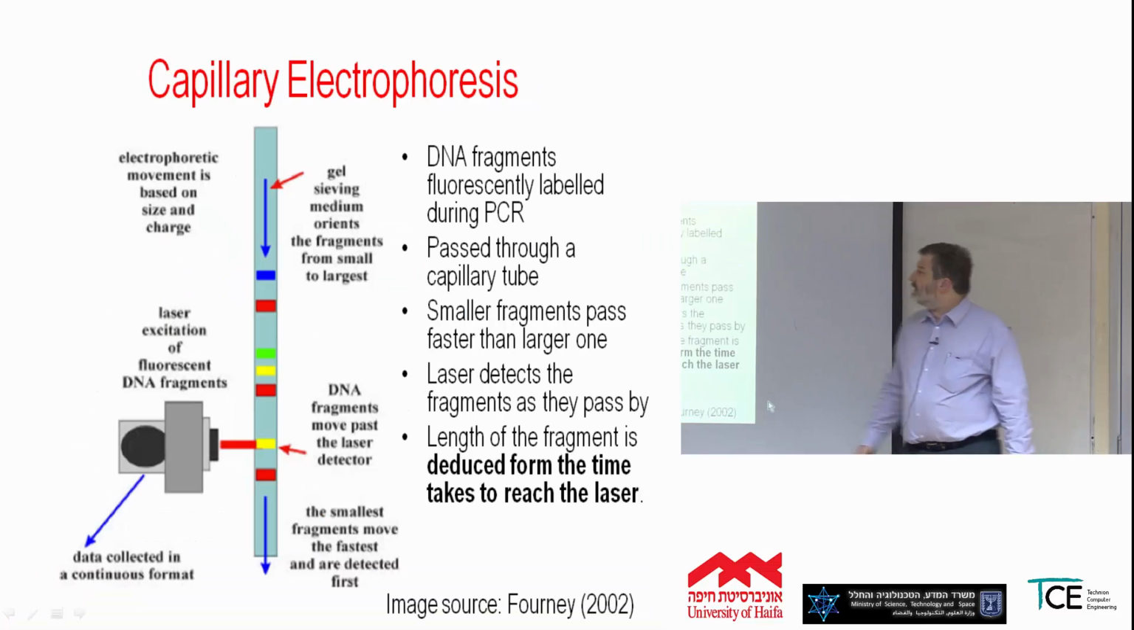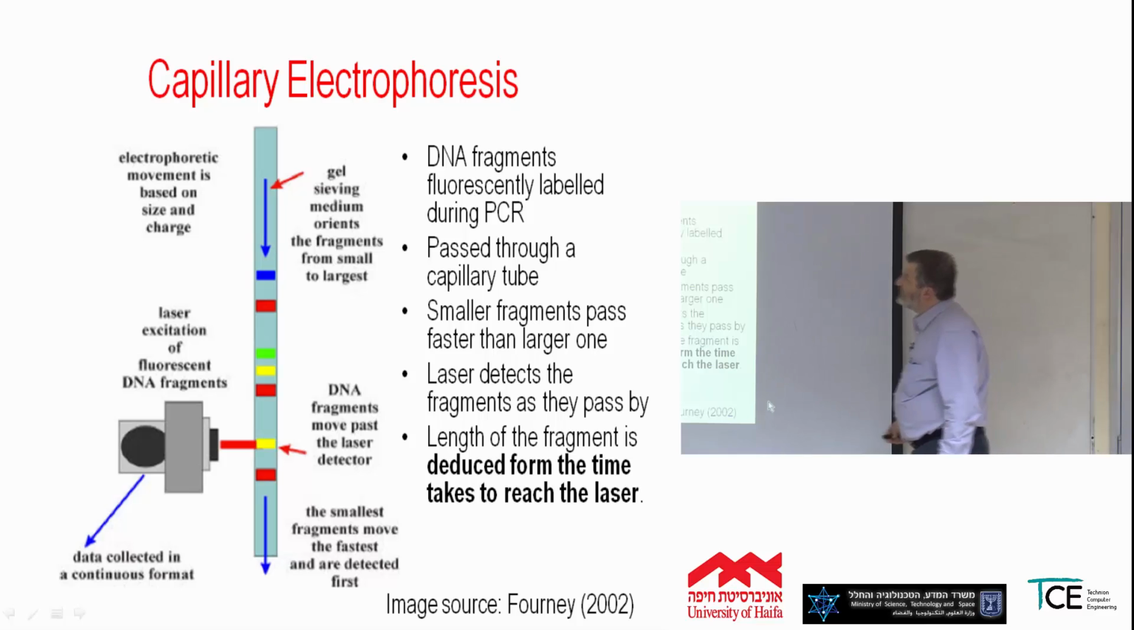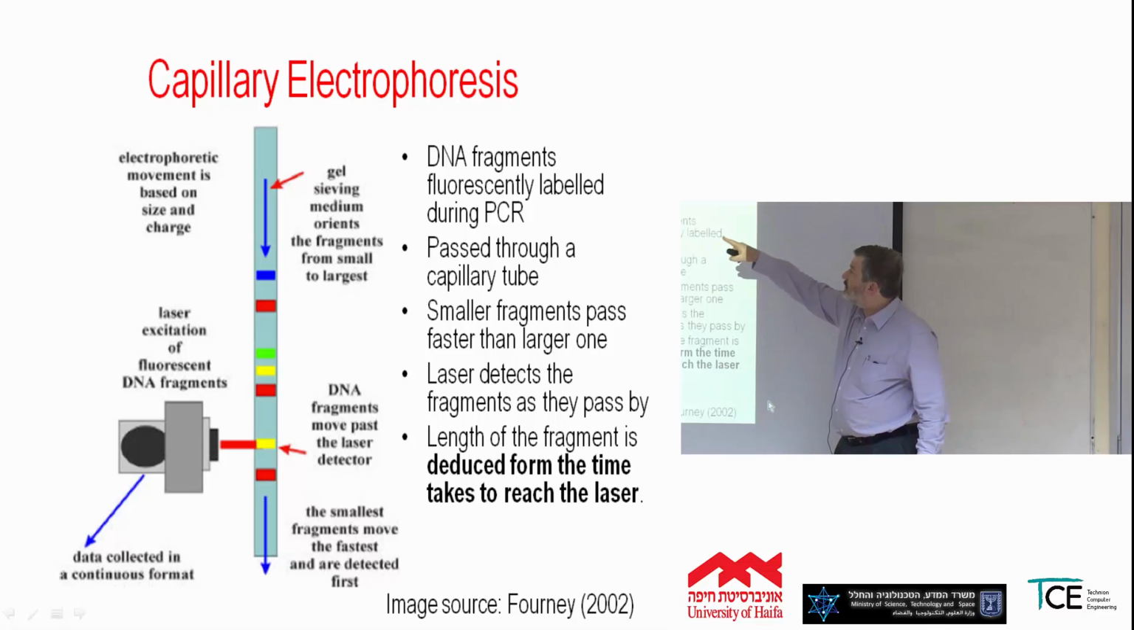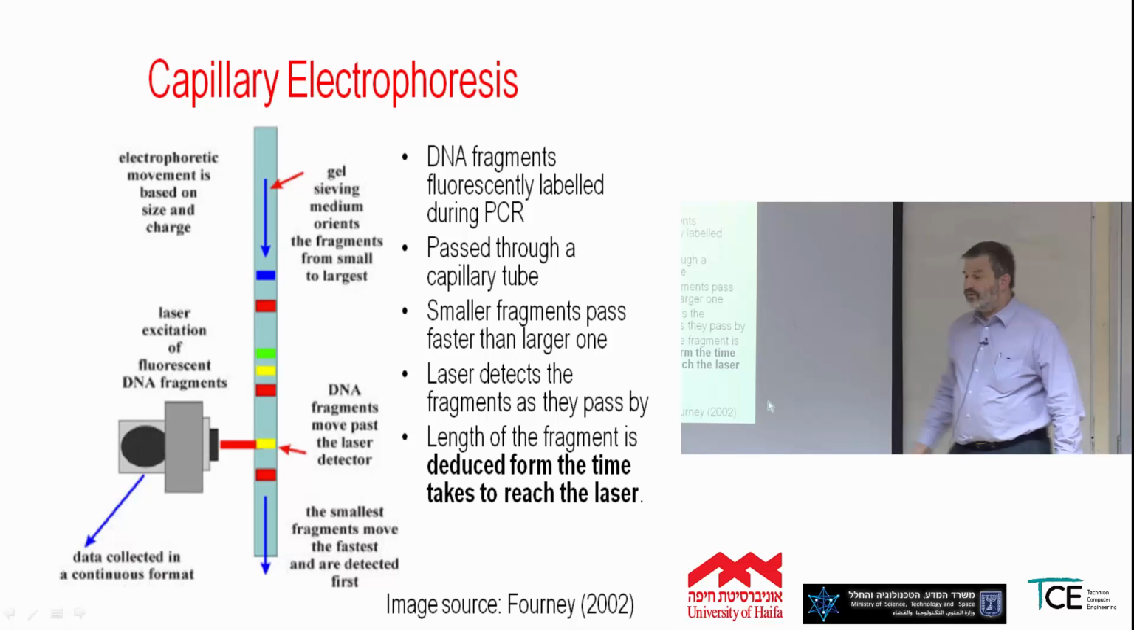There are several techniques. It's not that important to us, but the way it's usually done is capillary electrophoresis, where the DNA fragments are fluorescently labeled during the PCR. They pass through the tube. Smaller fragments pass faster than larger ones. The laser detects the fragments as they pass by because they're fluorescent, and the length of the fragments is deduced from the time it takes to reach the laser. That's all we need, and perhaps more than we need to know about it.